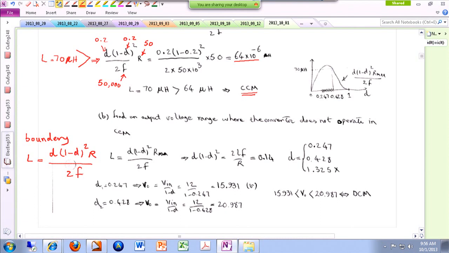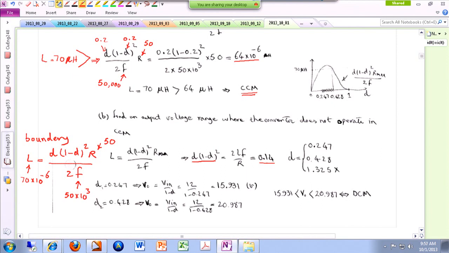And I already know what L has been chosen, which was 70 microhenries. Duty cycle is a variable now because the output voltage is variable. So please do not put 2.2 anymore. R is 50 ohms, and the switching frequency is 50,000. Okay. Other than that, we are using the duty cycle as a parameter here, basically. So we are going to end up with an expression like this, that D times (1 minus D) squared is 0.14. Whenever we find a D that satisfies this expression, that means that particular D corresponds to the specific boundary between DCM and CCM.